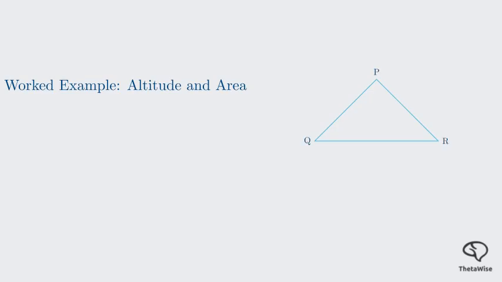This one demonstrates how to solve a right-angled triangle that is part of a larger non-right-angled structure, a technique known as creating a right-angled triangle. We need to find the area of triangle PQR and then the length of the altitude from Q to RP. We have triangle PQR with side RQ equals 14, side RP equals 17, and the included angle R equals 37 degrees. First for the area.